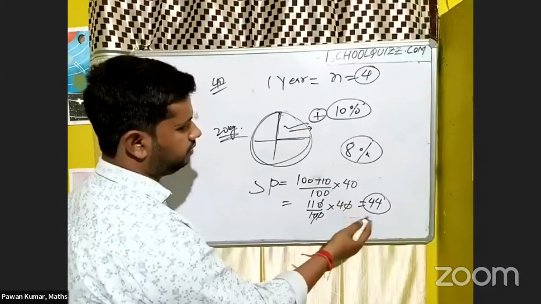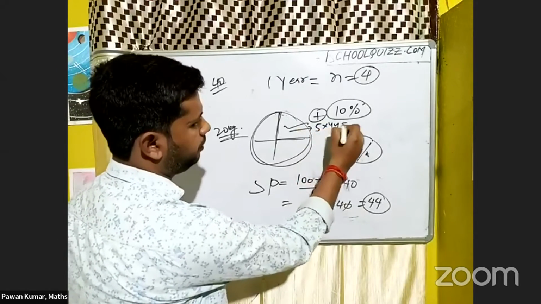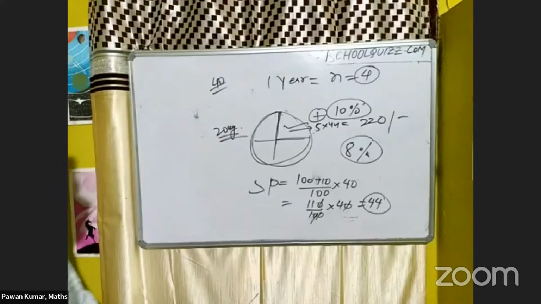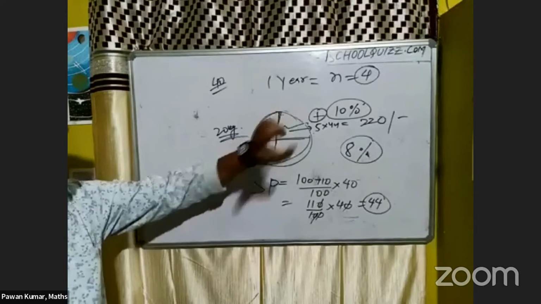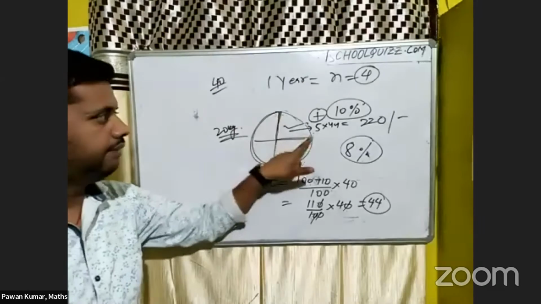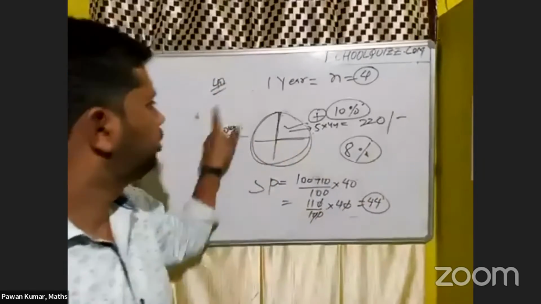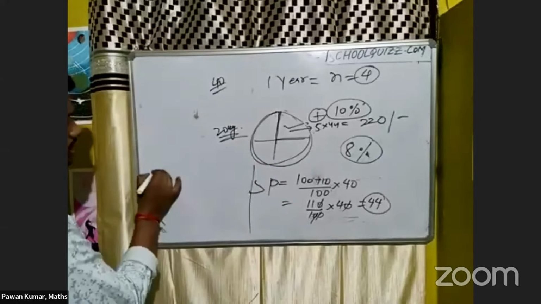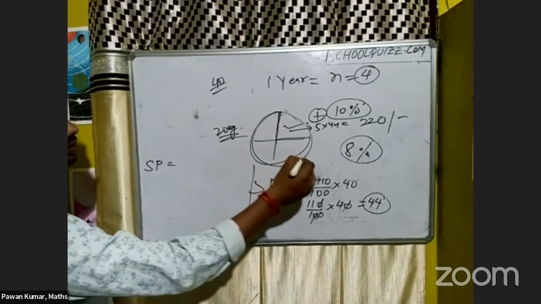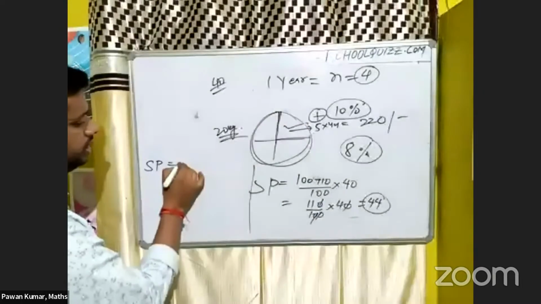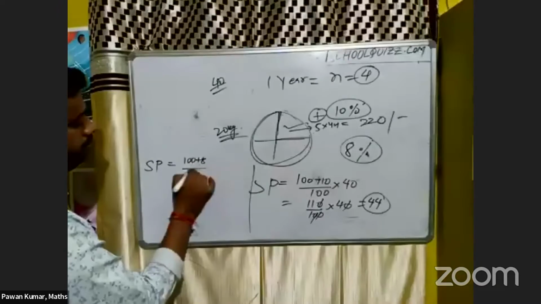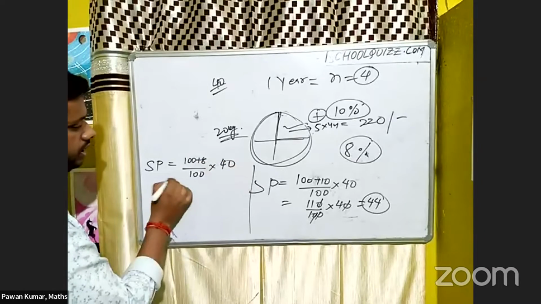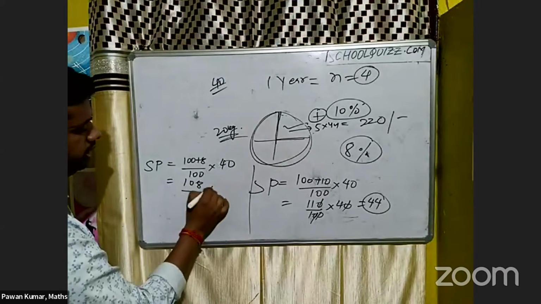Here they can get 5 into 44, meaning 5 fours are 20, 5 fours are 20 plus 2, 22, so 222 rupees he got by selling this 5 kg only. But see, they have to get an 8% gain overall. So for the overall gain, the selling price for 20 kg will be 100 plus 8 by 100 into 40 rupees. So this is 108 by 100 into 40.